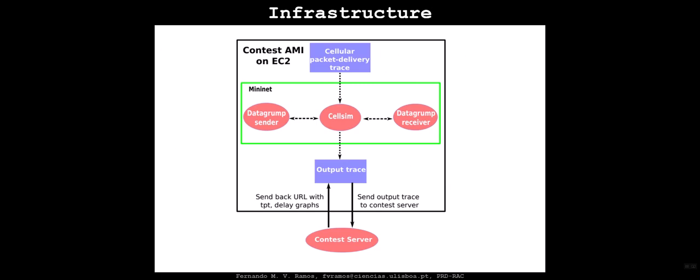We are given a cellular packet delivery trace, which is real data from a cellular network, that feeds the cellular simulator, which is in fact a network emulator. There is a sender and a receiver that are already coded, so you already have the code for this. Then this generates an output trace that is sent to a contest server, and the server replies with a URL that has delay graphs and tells you your score in the contest. So this is the infrastructure that we have.